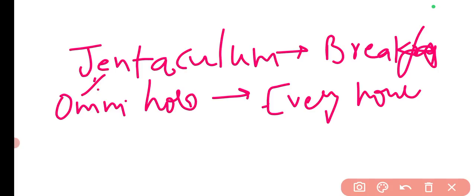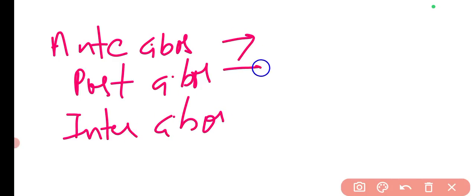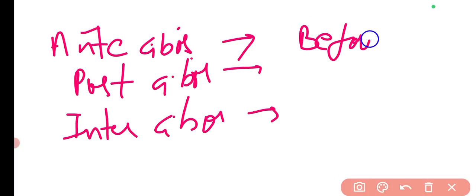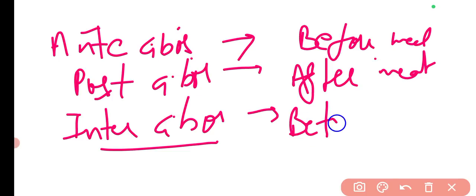Then there are the sibos terms like antecibos, post sibos, and intersibos. Very simply, sibos means meal or food. Ante means before, so antecibos means before meal. Post means after meal; we have already discussed this question for post sibos. And intersibos means between meals.